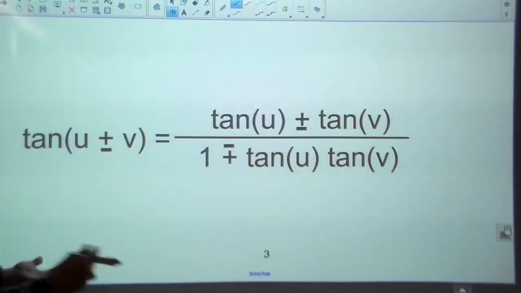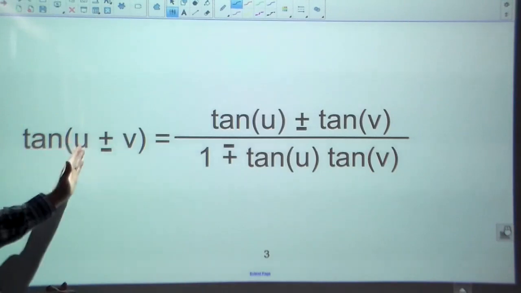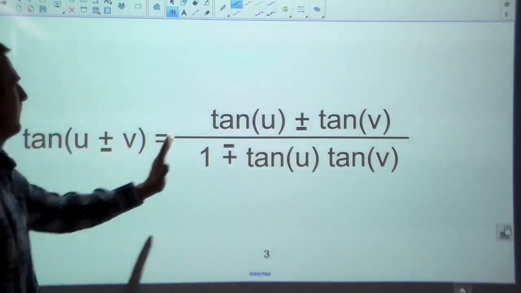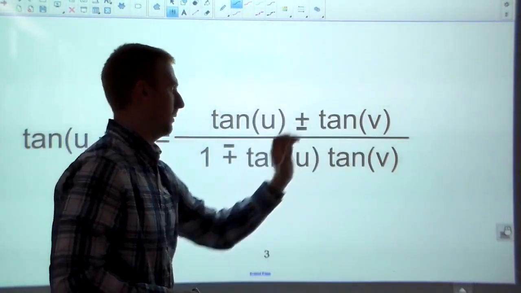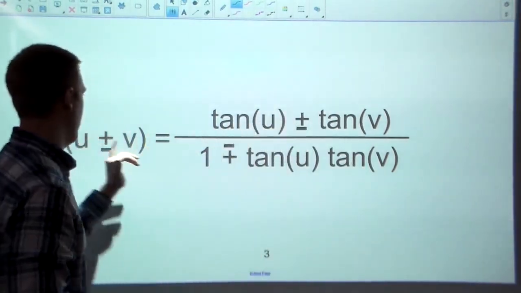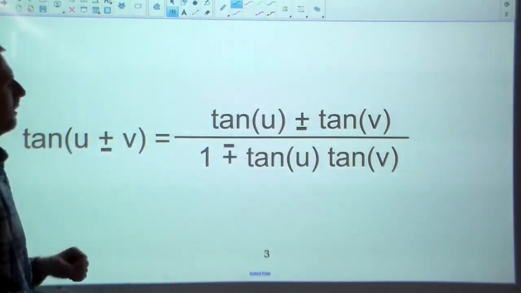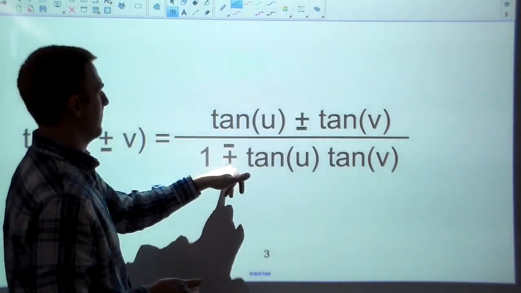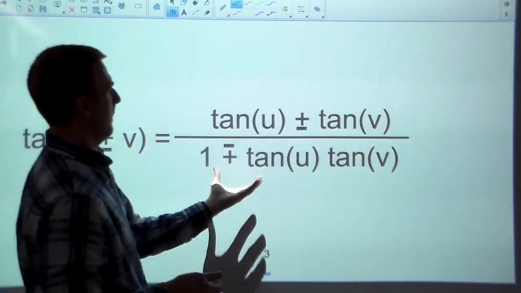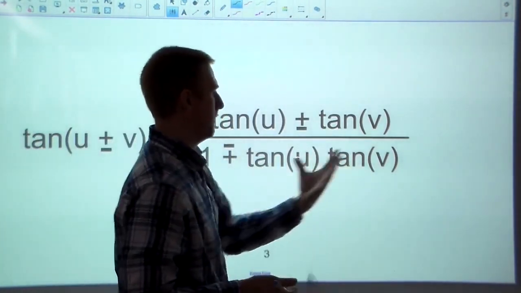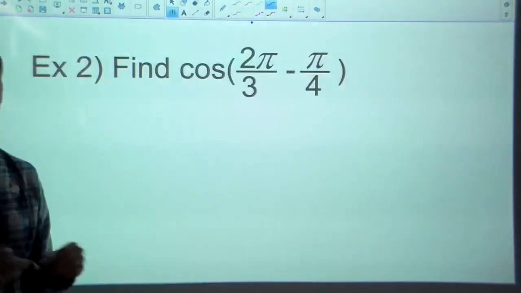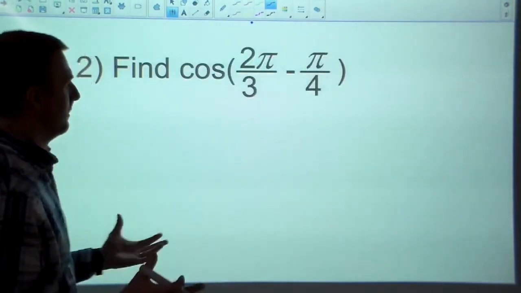Here's your more formal way to write that. So tangent of an angle plus or minus another one is tangent of one angle plus the other one. The sign is going to be the same. Whatever it is here, it's going to be the same there. On the bottom, you have 1 and then the opposite sign from whatever was here. And then tangent of one thing times tangent of the other. All right, so now we spent a lot of time proving them. Let's actually put it to use here.